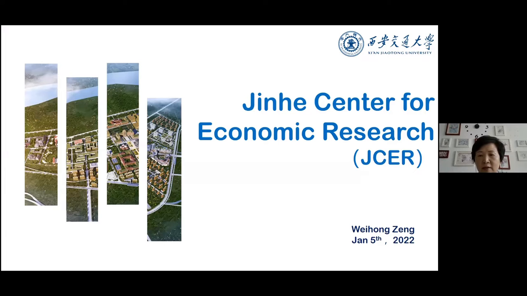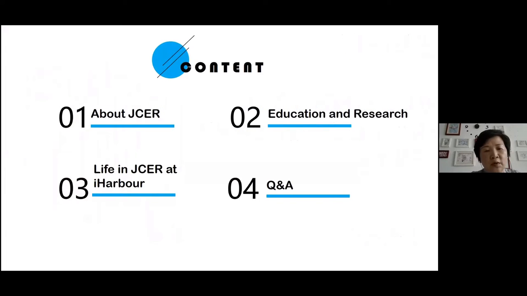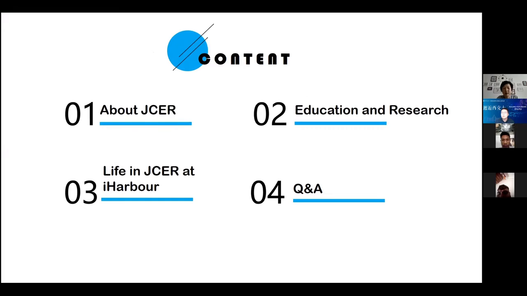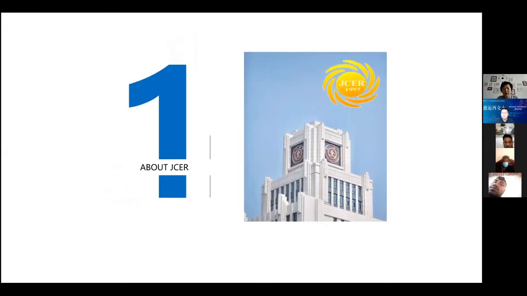Now let's start. There are four basic contents today. Firstly, I would like to give you some information about our JCER, including our faculty structure, our student structure, and also the basic history and development. Then I would like to give you some information about our basic curriculum and our research, and then talk about some wonderful life of the JCER when the students stay in iHarbour. And finally, I would like to have some interactions with all of you.